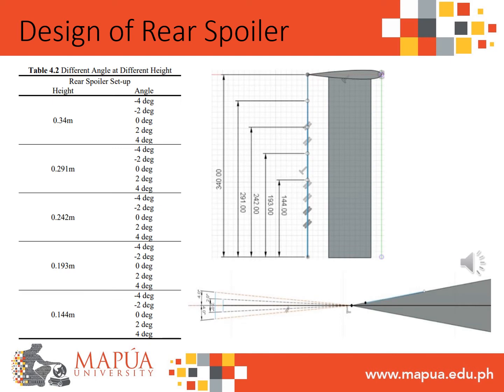To meet the objective of our study, we will perform a CFD simulation on different setups of rear spoiler. In this slide, we have different angles of rear spoiler at different heights. The maximum height for our rear spoiler is 0.34 meters. It is measured perpendicularly from where the spoiler stands up to the roof of the car. And for the angle of rear spoiler, we will use -4 degrees, -2 degrees, 0 degree, +2 degrees, and +4 degrees.